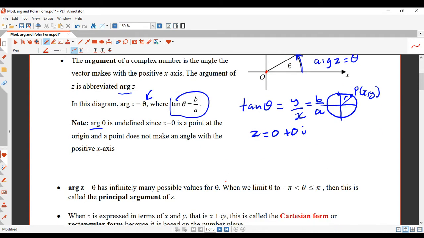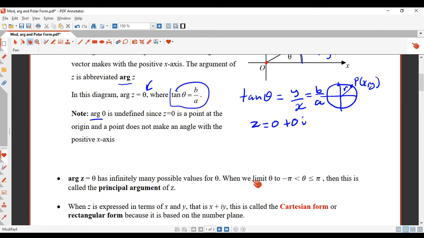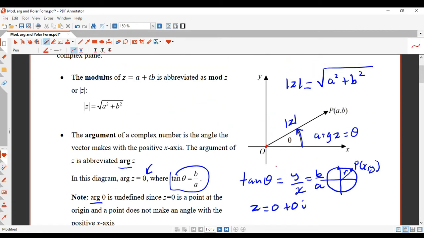Now one thing to point out is that the argument of z has infinitely many possible values for theta. And that makes sense if you think back to trigonometry. If here's my ray, I can go around in a 2 pi circle there, and whatever theta is, I can just add multiples of 2 pi to that, and I can just keep going around. So you can get infinitely many values for theta.